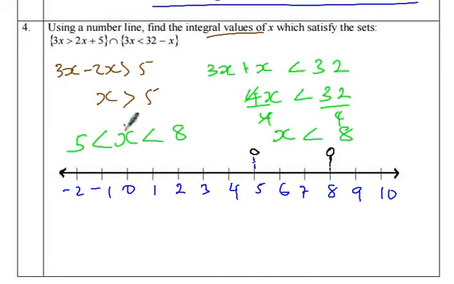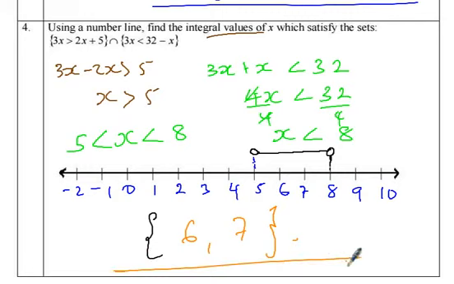So here you'll see that the values of x must be less than 8, and so we can now connect this using a straight line. So this is our intersection here, and the integral values in this intersection, the integers, are 6 and 7. So in the intersection of the two inequalities, we have there 6 and 7.